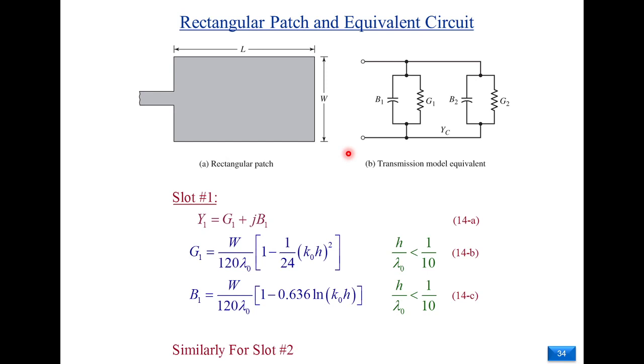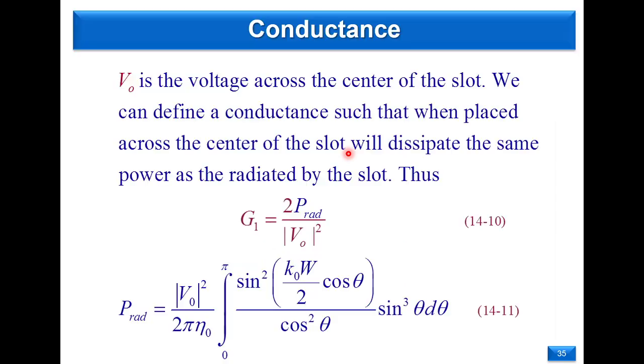This part of the slides is talking about the models, and we are saying that the voltage across the center of the slot is V naught. We can define a conductance such that when placed across the center of the slot, it will dissipate the same amount of power. Here we're talking about radiation conductance. So G1 is the radiation conductance, the equivalent conductance that, when put across the slot, would dissipate the same amount of power that is equal to the radiated power.